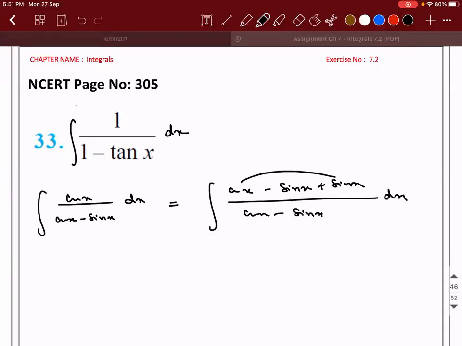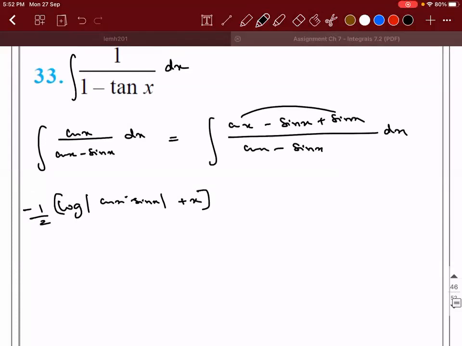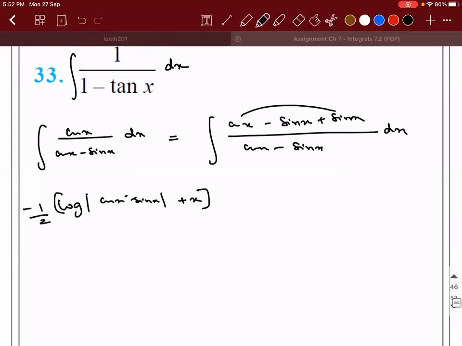So the final answer is minus half log of cos x minus sin x plus x. Is this what you got? Yeah. I think this is right. This is what I got.